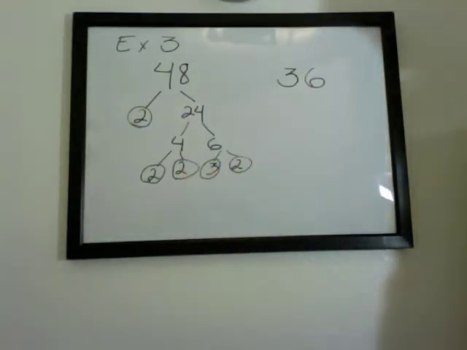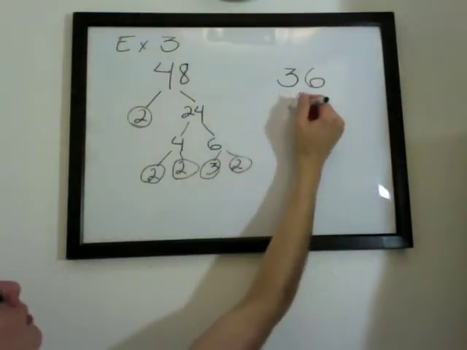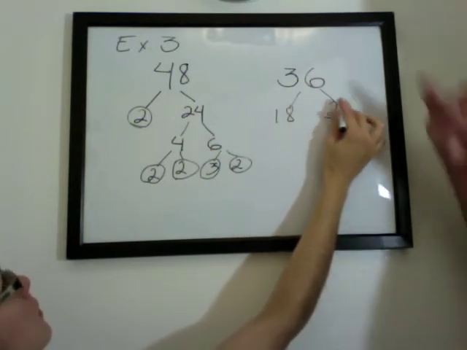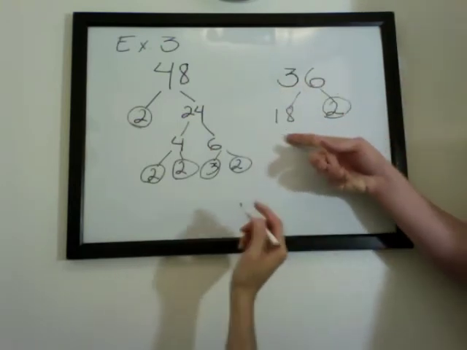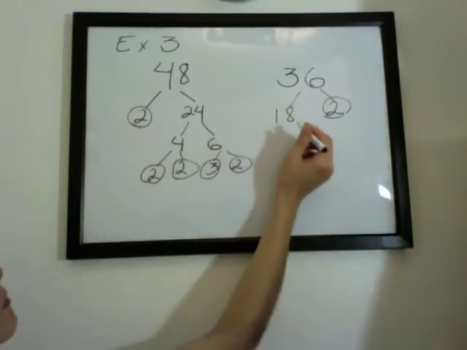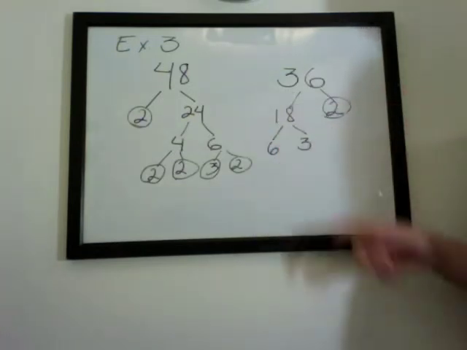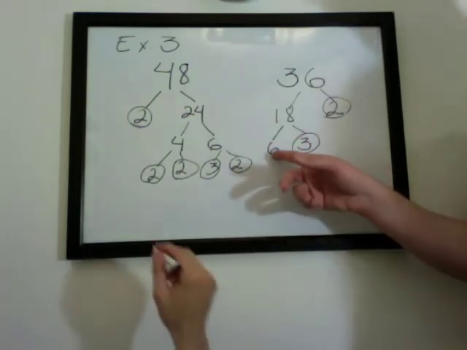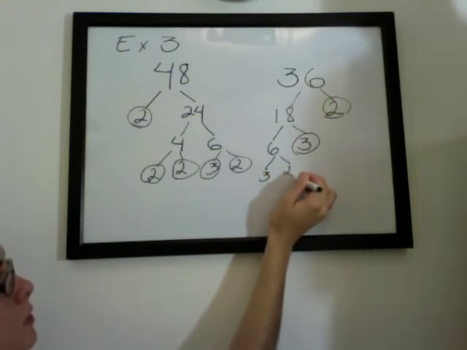Okay, so we're done with all the primes on that number. Let's do this one now. This one, break it up into 18 and 2. So if you divide 36 by 2, you get 18. So this is a prime. But 18 is not a prime. 18 we need to break up into 6 and 3. So if you divide 18 by 3, you should get 6. And 3 is a prime. And we also know that 6 is 3 and 2. You can break that apart into 3 and 2. And those are both primes.